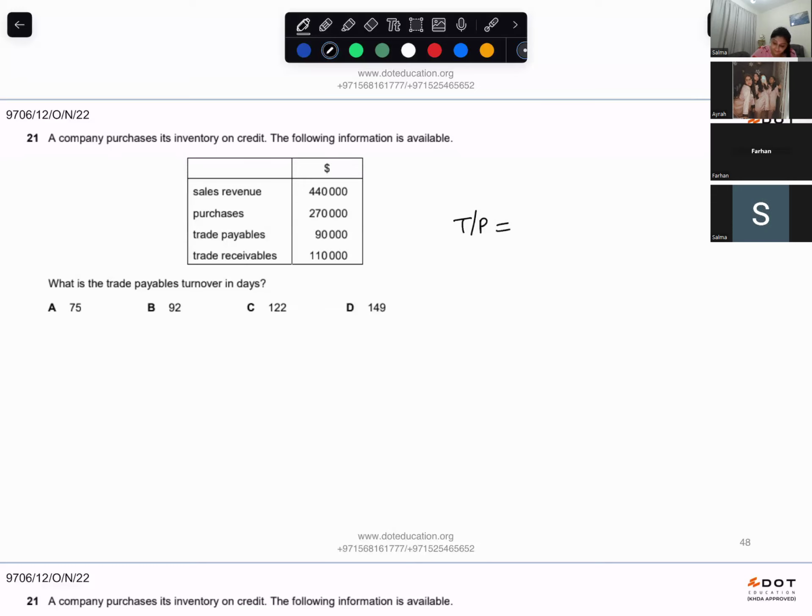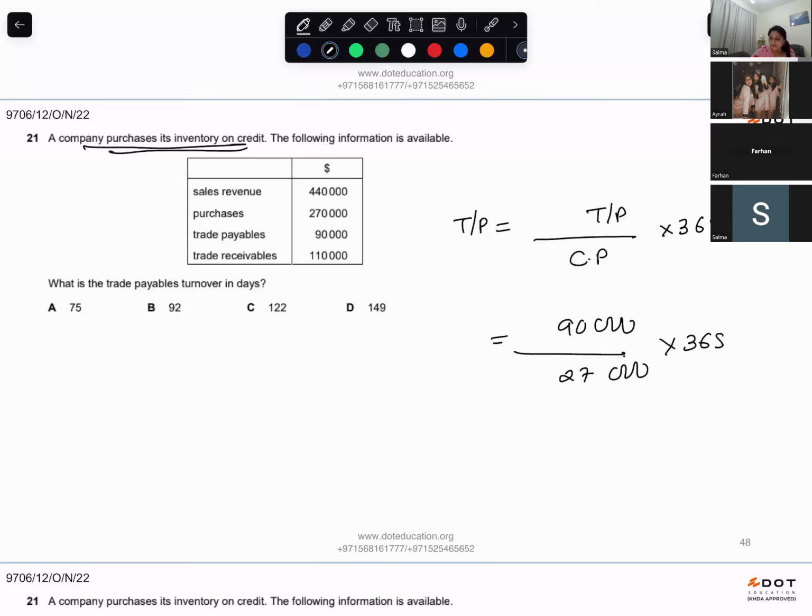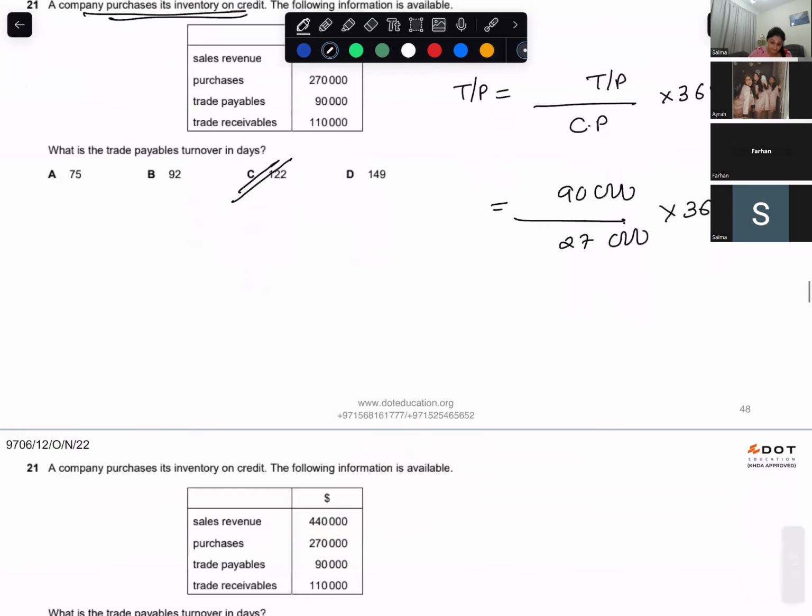So trade payables upon credit purchases into 365. Trade payables are 90,000, purchases are 770,000. All purchases are on credit. So what is the trade payable turnover ratio? 121.66, so 122. Okay, option C.